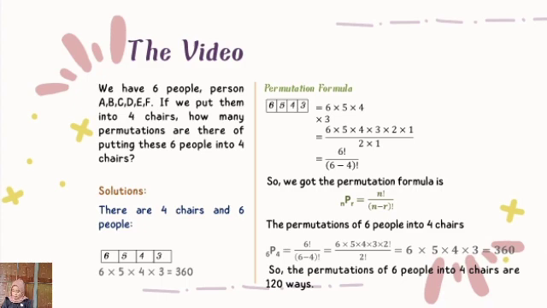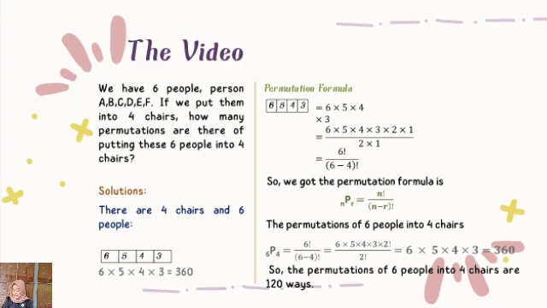The solution: there are 4 chairs and 6 people. So 6 times 5 times 4 times 3 equals 360. The permutation formula is 6 times 5 times 4 times 3 equals 6 times 5 times 4 times 3 times 2 times 1 over 2 times 1.